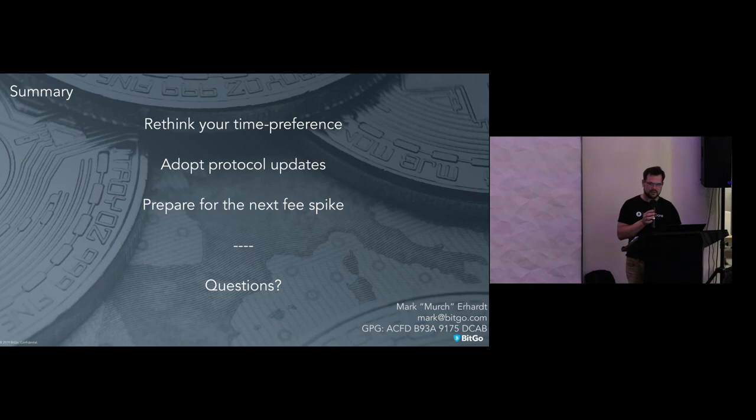You could do something like UTXO swapping. That's been proposed, I think, a few years ago as a BIP, where you would basically send a transaction for somebody else if they also send a transaction for you, kind of like transfer-wise on the blockchain.